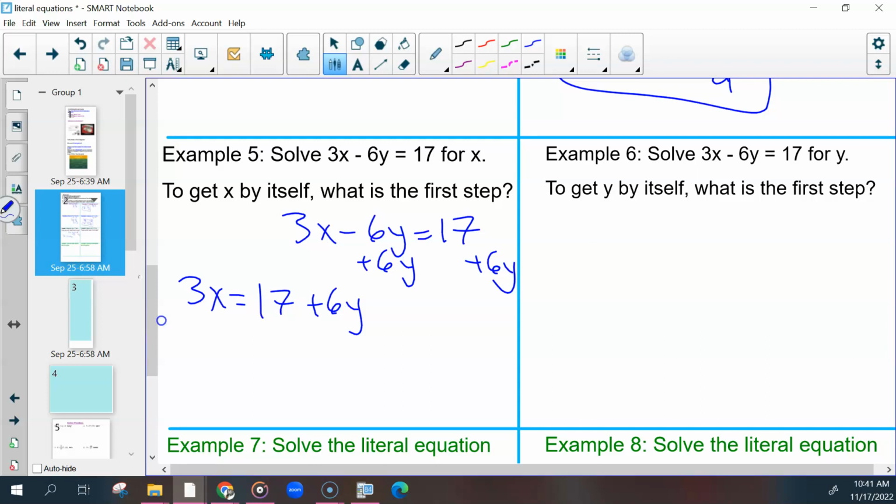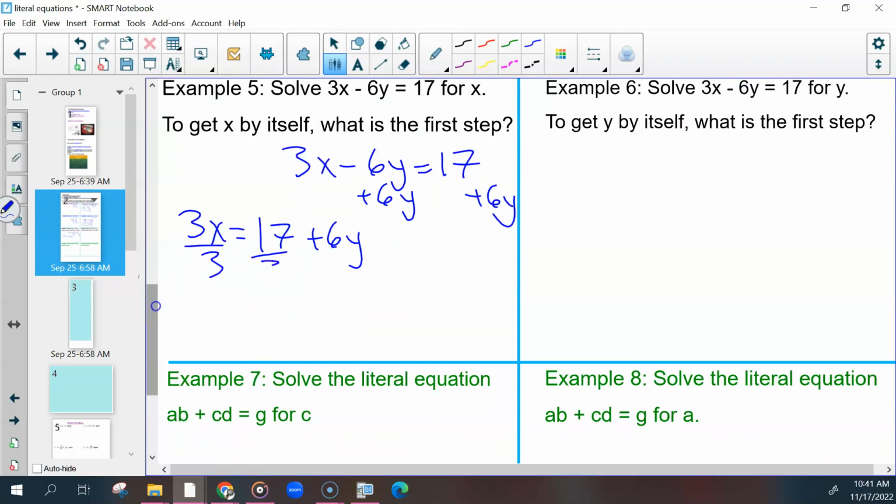Go ahead, Matthew. You can divide by 3. Because these are numbers, though, we have to divide every single thing by 3, because some of the numbers could simplify, some of them could not. It depends. So x equals 17 over 3 plus 2y.